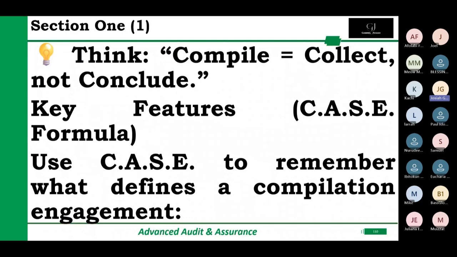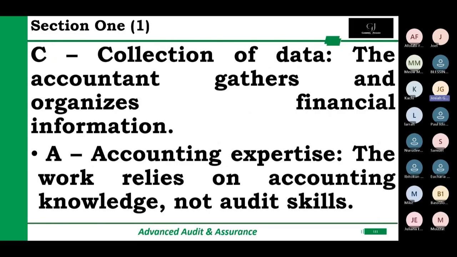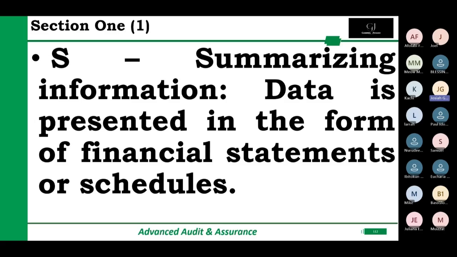The key features, using the word CASE to remember what defines a compilation engagement. The C is collection of data. The accountant gathers and organizes financial information. The A speaks to accounting expertise. The work relies on his accounting knowledge and not his auditing skills, but his preparation of financial statements, his accounting knowledge generally. S speaks to summarizing the information.